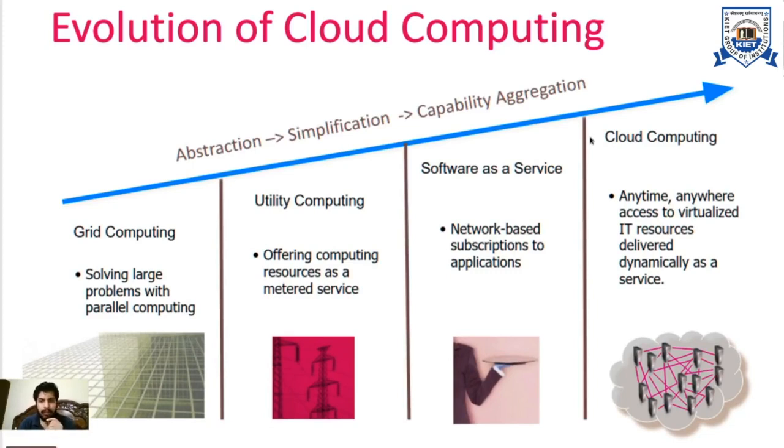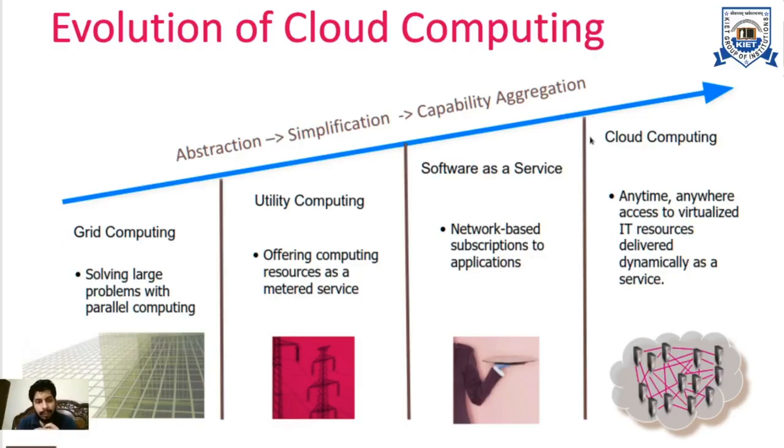So as we are moving towards the higher phases, the abstraction of the computational resources is increasing, the simplification increases, and the capability aggregation also increases. It means the overall features are getting increased day by day. So let's talk about the first phase, grid computing. We will discuss all these phases in detail later. Let's just have a gist of what it is all about.